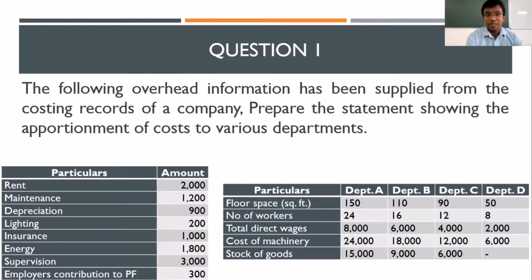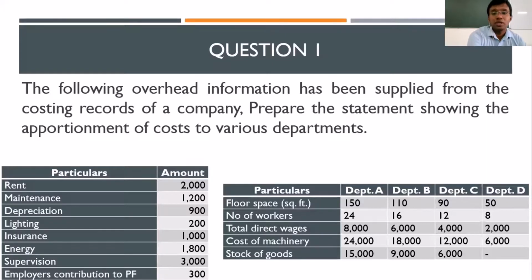So asking them to split the money equally, that rationale doesn't seem to be correct. That logic doesn't seem to be correct. So in such cases, how do you go about distributing these expenses? These expenses can be distributed in terms of the floor space that these departments are enjoying.